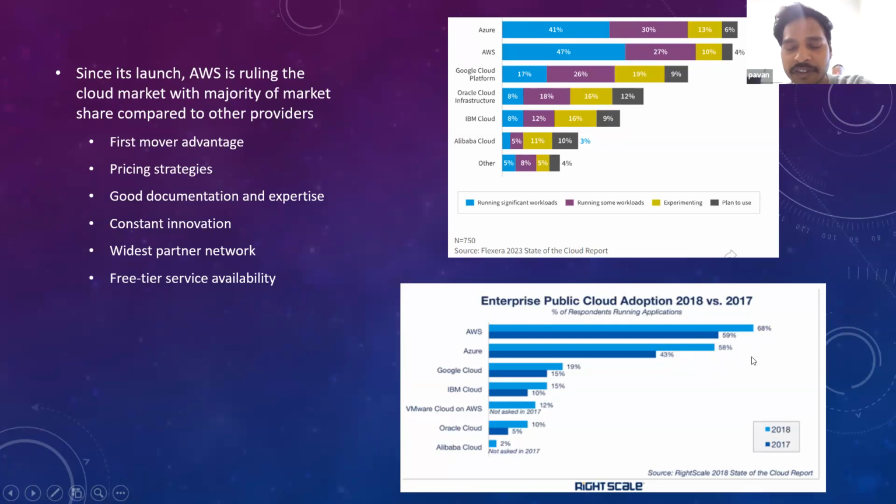But one thing we have to notice is the growth of Azure from 2017 to 2018. It has a significant growth of 15%, whereas AWS has a growth of just 9%. The reason for this is Azure started providing good offers for organizations who are already using Microsoft Office.